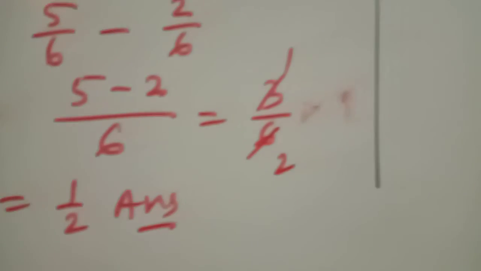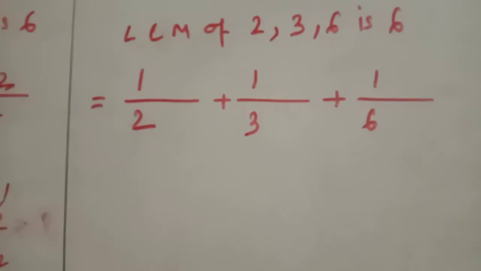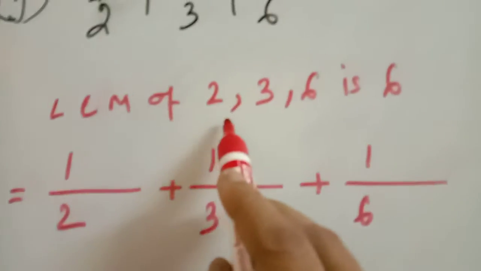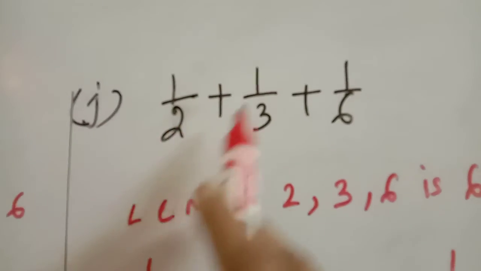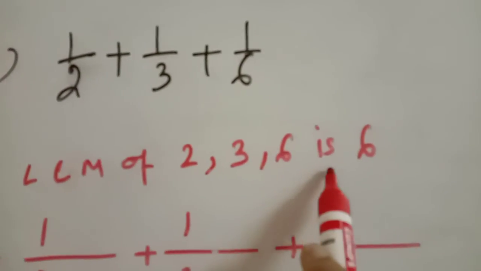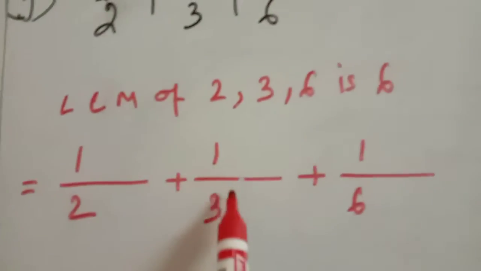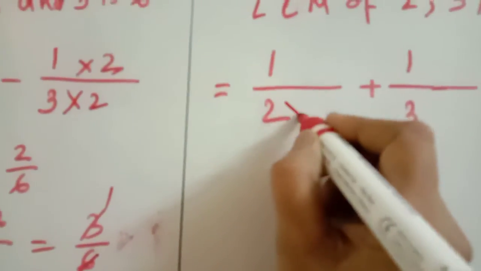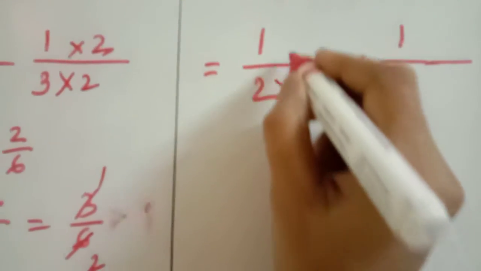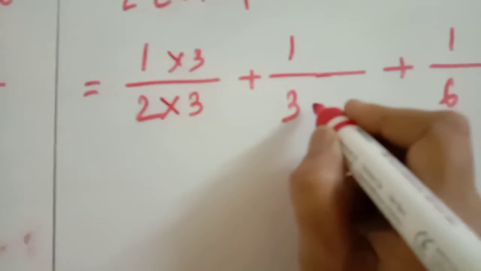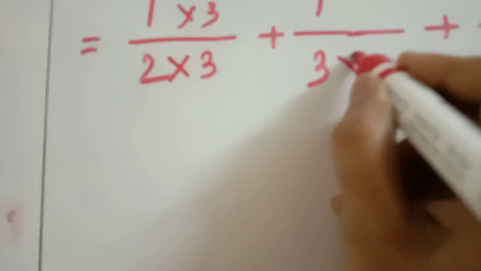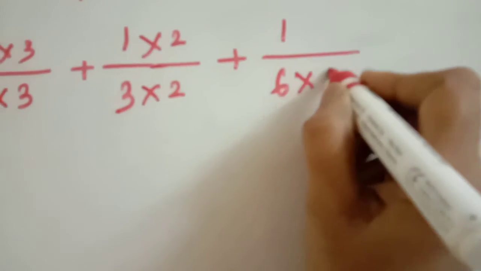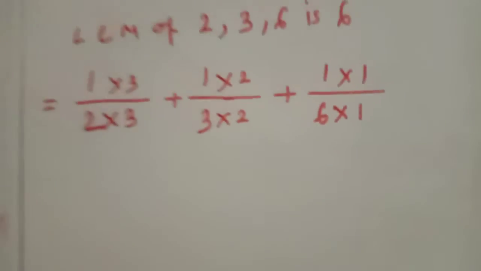Understood? Next question is slightly different, you need to add 3 fractions now. Again you have to do the LCM of 2, 3 and 6, for 1 by 2, 1 by 3, 1 by 6. The LCM of 2, 3 and 6 is 6. I have to make this denominator into 6. You have to multiply by 3, both numerator and denominator. To make 3 to 6, you have to multiply it by 2. And here it is already 6, so don't disturb it, means only 1.